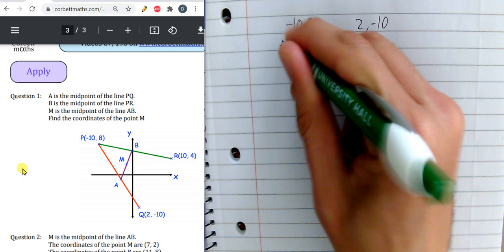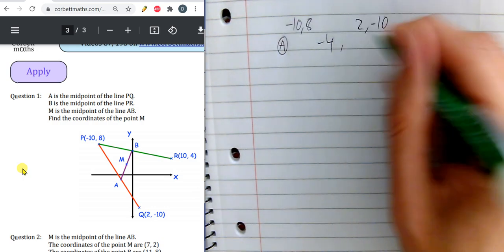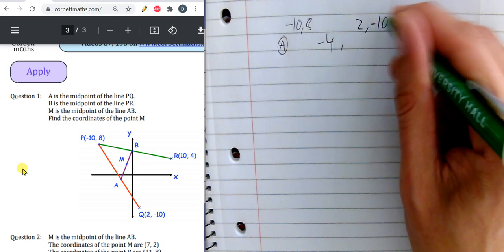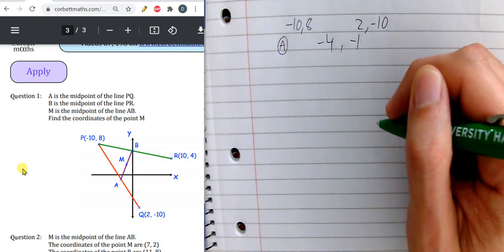By the way, we're trying to solve for A. From 8 to -10 is 18, of which 9 is a half. -10 plus 9 is -1. So there's our A coordinate.